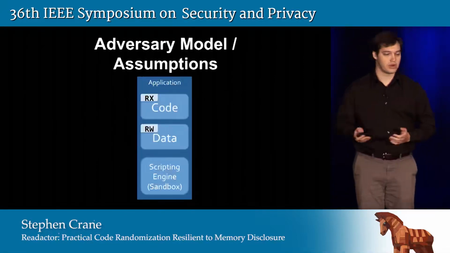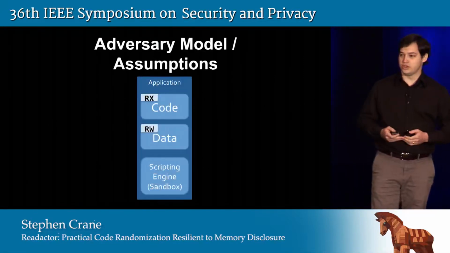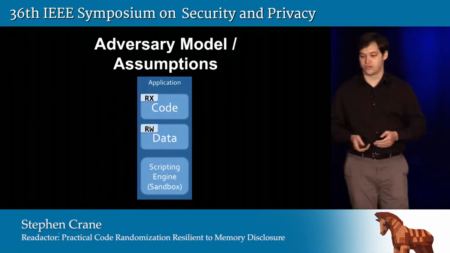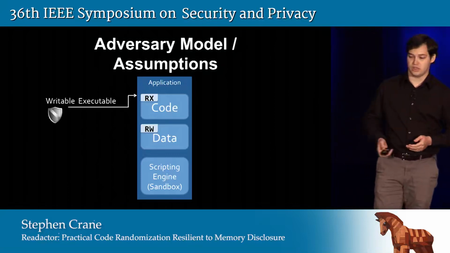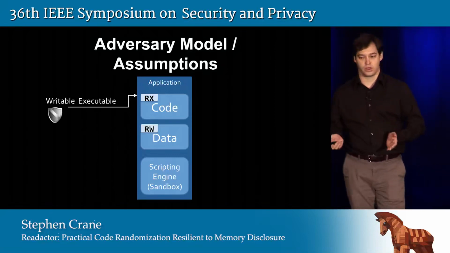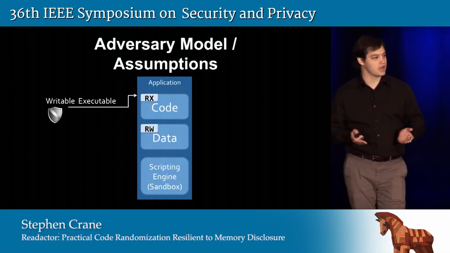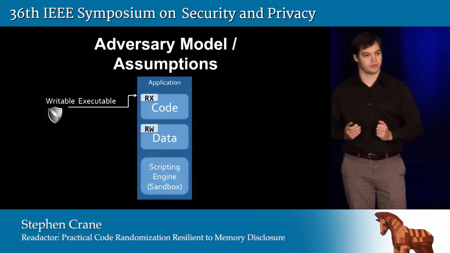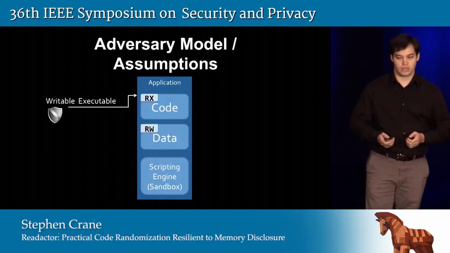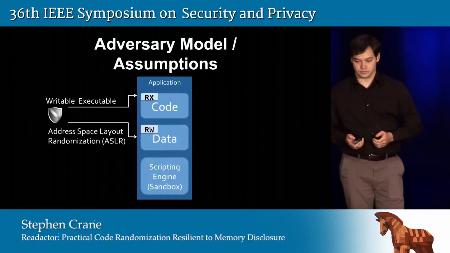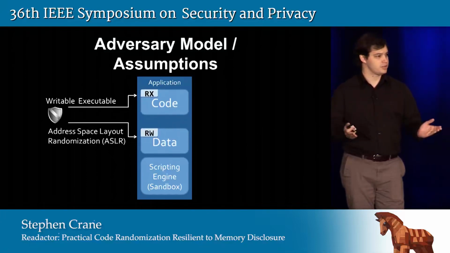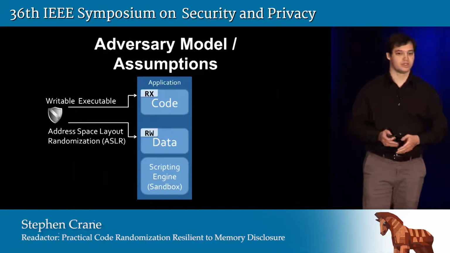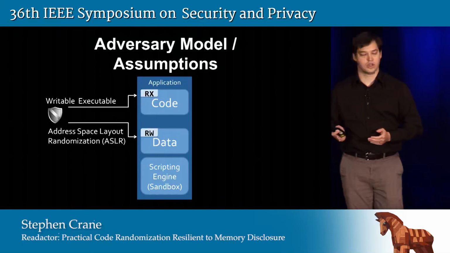So just a little bit of background on the assumptions that we make. We assume that there are a couple of defenses in place that are widely used in practice. First of all, we assume that we have DEP, or writable XOR executable memory. This prevents the attacker from injecting malicious code into the program address space to run as code. Second, we assume that ASLR is in place. ASLR maps each program segment at a randomized base offset. But as we'll see in a few moments, this is by no means enough to prevent code reuse attacks.